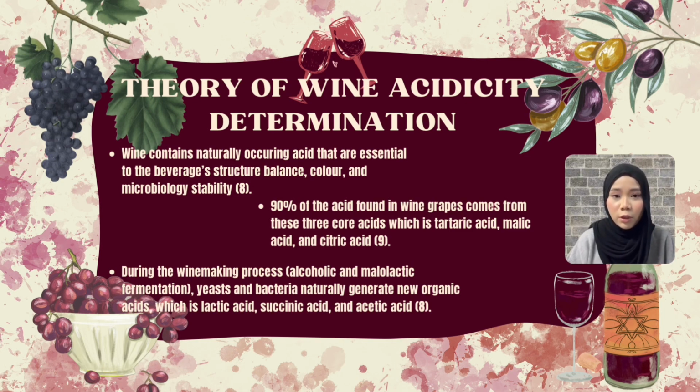More than 90% of the acid found in wine grapes comes from these three core acids. First is tartaric acid, which is the most abundant acid in wine. It provides most of the tartness and crispness and is crucial for the chemical stability, color, and taste of the wine. Next is malic acid. Naturally present in grapes, this acid is associated with the taste of green apples.